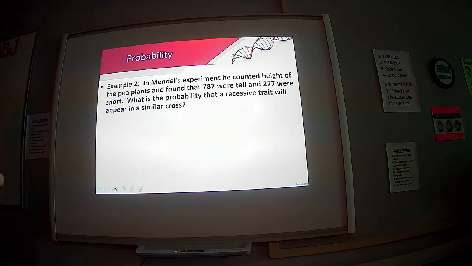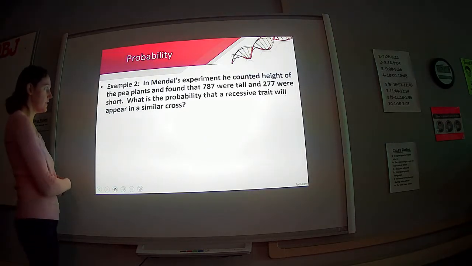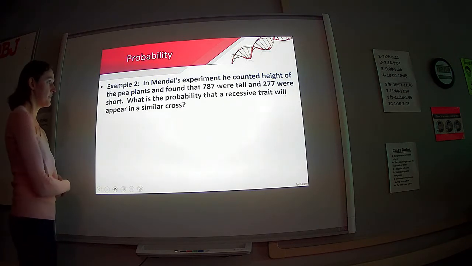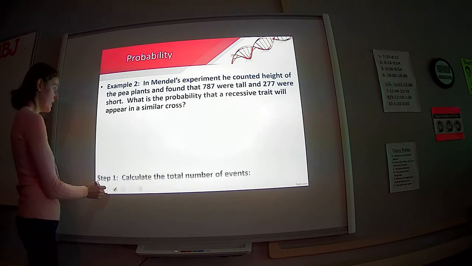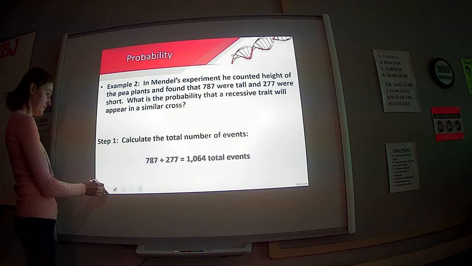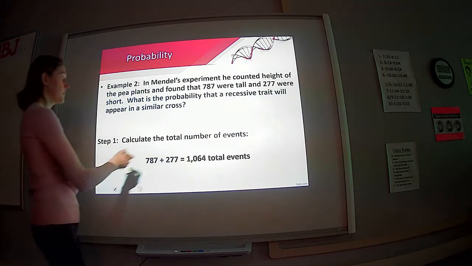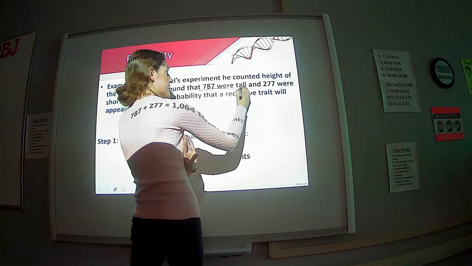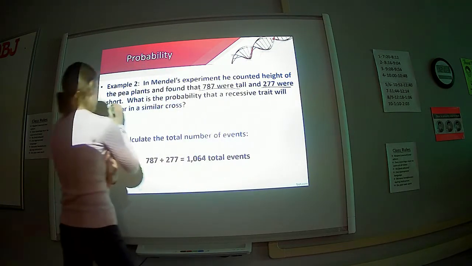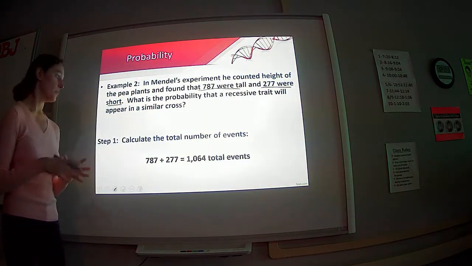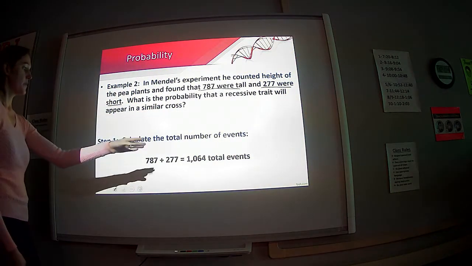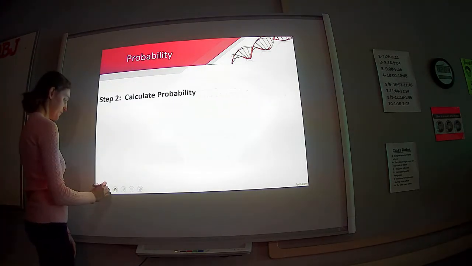Example number 2. In Mendel's experiment, he counted the height of the pea plants and found that 787 were tall and 277 were short. What is the probability that a recessive trait will appear in a similar cross? So we need to calculate the total number of events. We take 787 plus 277, because those were the two numbers we were given. We know this many were tall and these ones were short, so we have to add them together to see the total number of plants, which was 1,064.